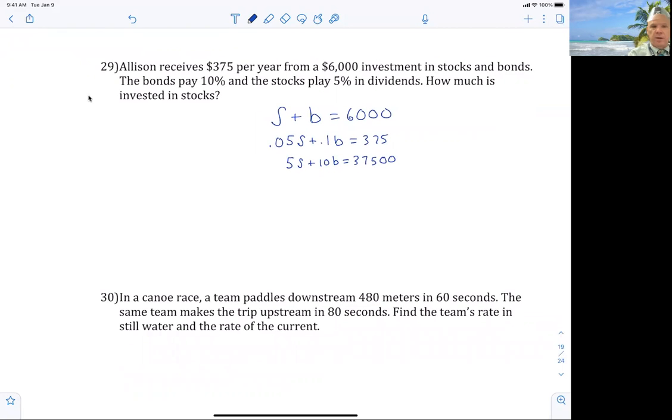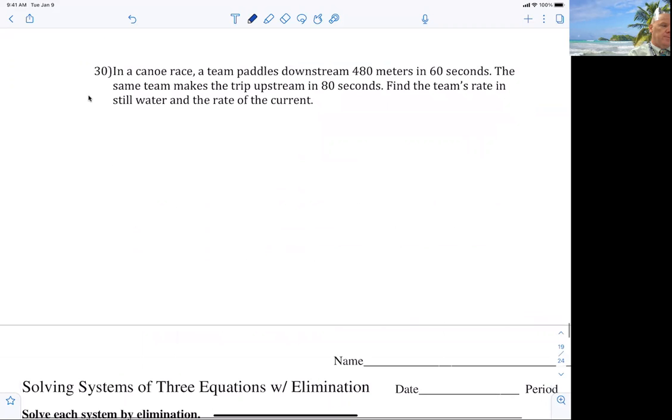All right, let's take a look at 30. In a canoe race, a team paddles downstream 480 meters in 60 seconds. The same team makes the trip upstream in 80 seconds. Find the team's rate in still water and the rate of the current. All right, so again, I feel like this is distance equals rate times time again. Do you agree? So we know that a team paddles downstream 480 meters in 60 seconds.